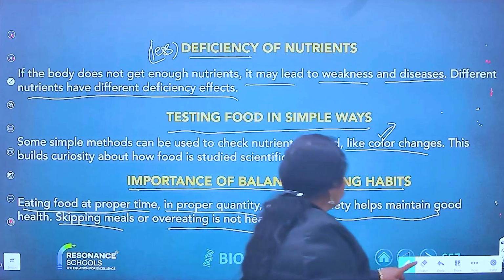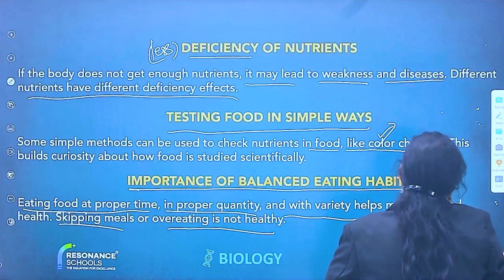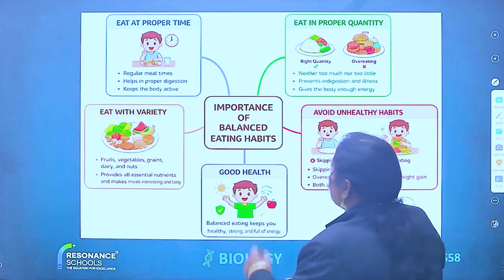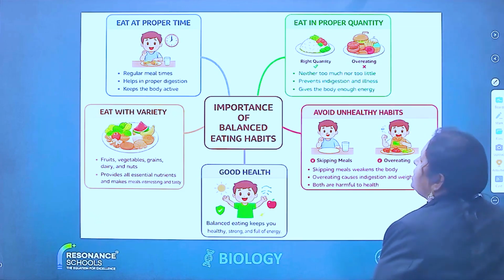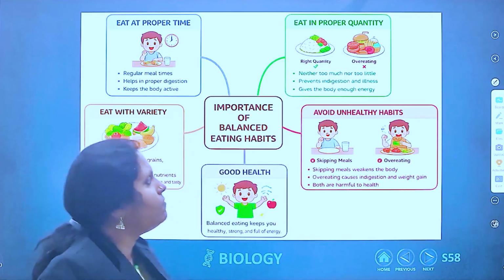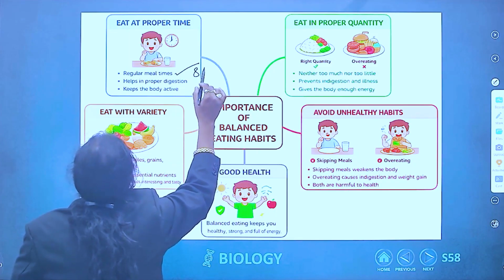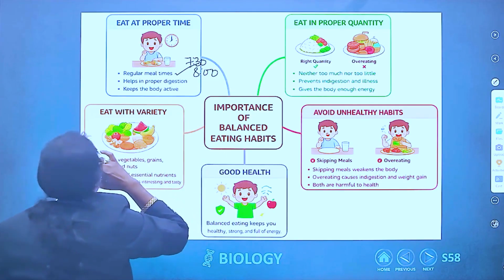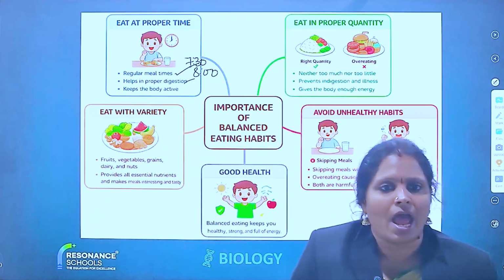Okay, please write all of you. Importance of balanced eating habits. Eat at proper time. You should eat food at a proper time, the very first one. Maintain regular meal times. If your school starts at 8 o'clock, you should complete your breakfast by 7:30. Eating at a proper time helps in complete digestion.